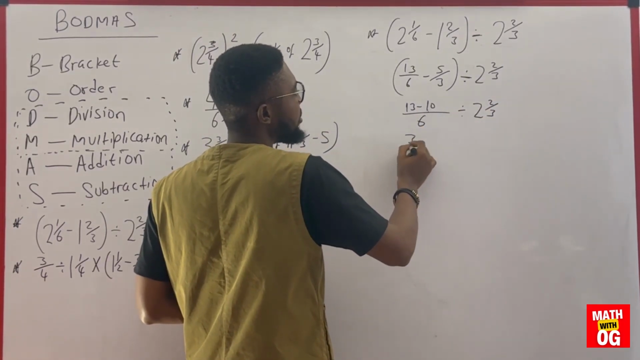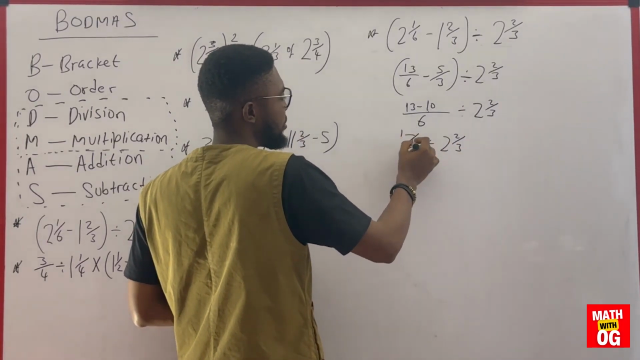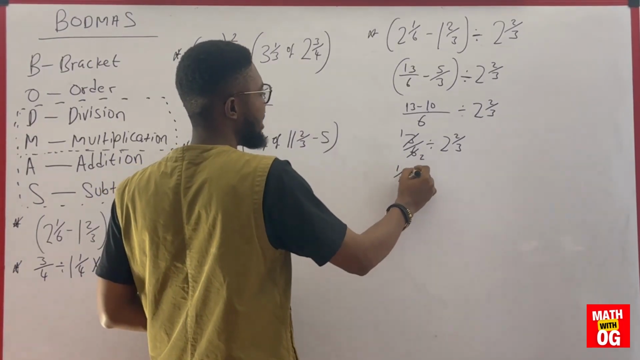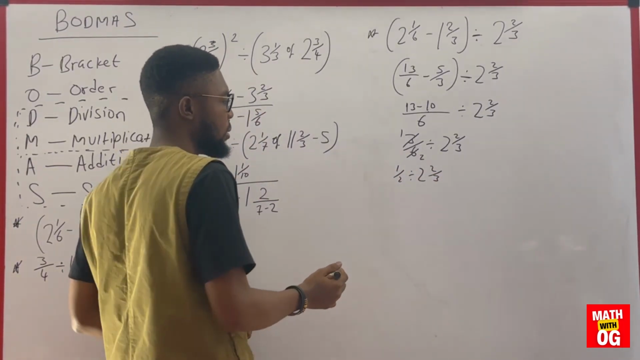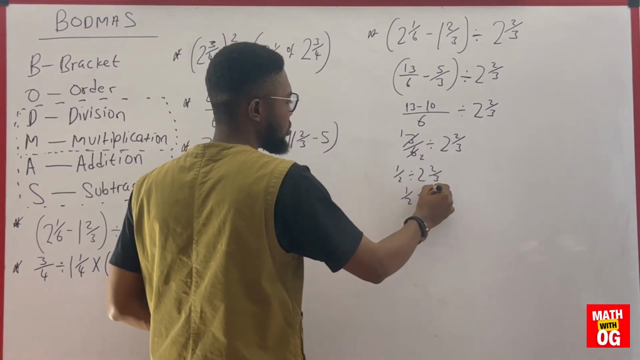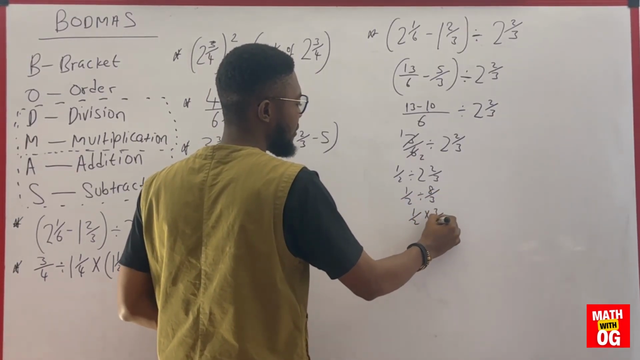So this will give us 3 over 6 dividing 2 whole number 2 over 3. 3 over 6 is simply 1 over 2. So we have 1 over 2 dividing 2 whole number 2 over 3. Now let's change this guy to improper fraction. So this will be 1 over 2 dividing 3 times 2 is 6 plus 2 is 8, 8 over 3. So this is 1 over 2 multiplying 3 over 8.